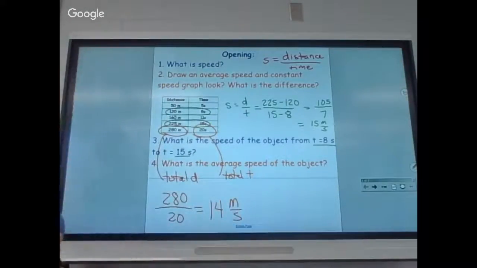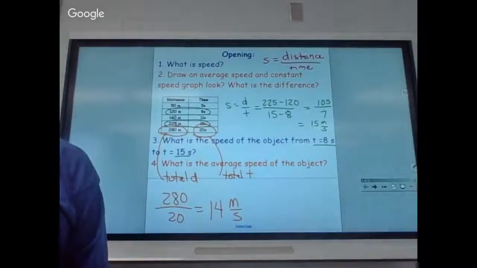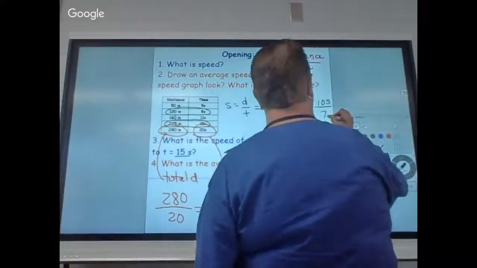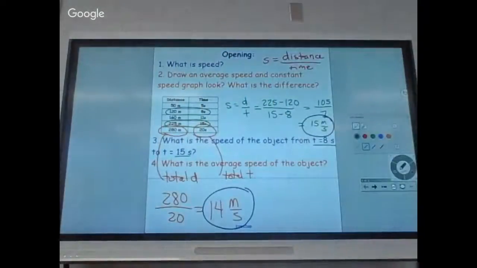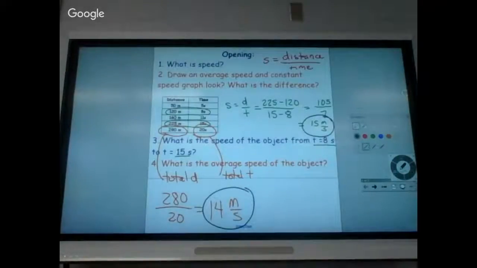Now, if I was to ask you if we were at constant speed, what would you guys tell me? No, because when you look at this, this was 15 and that was 14. Are they the same? No. So their speeds are changing. Everybody okay with that? All right.